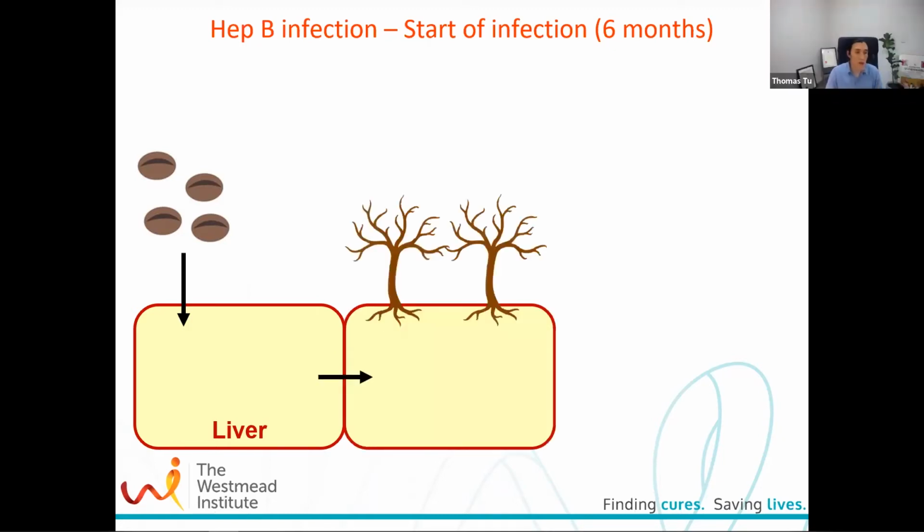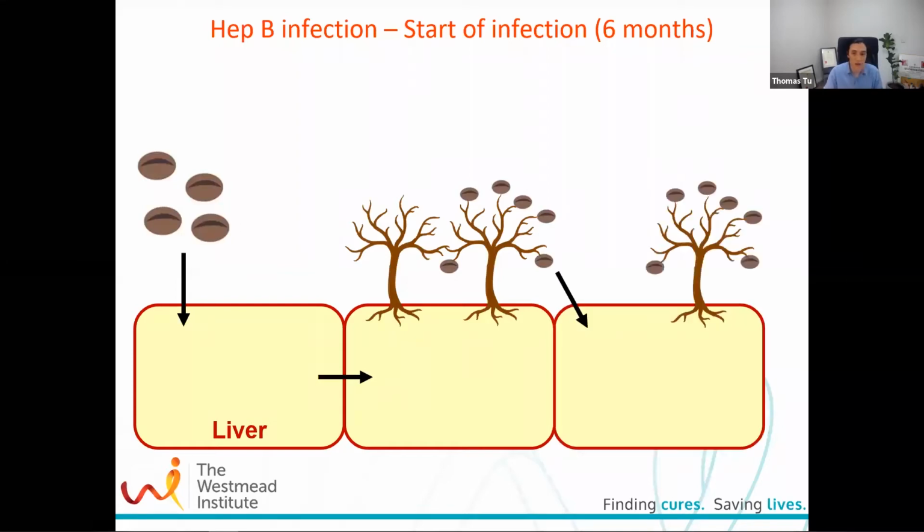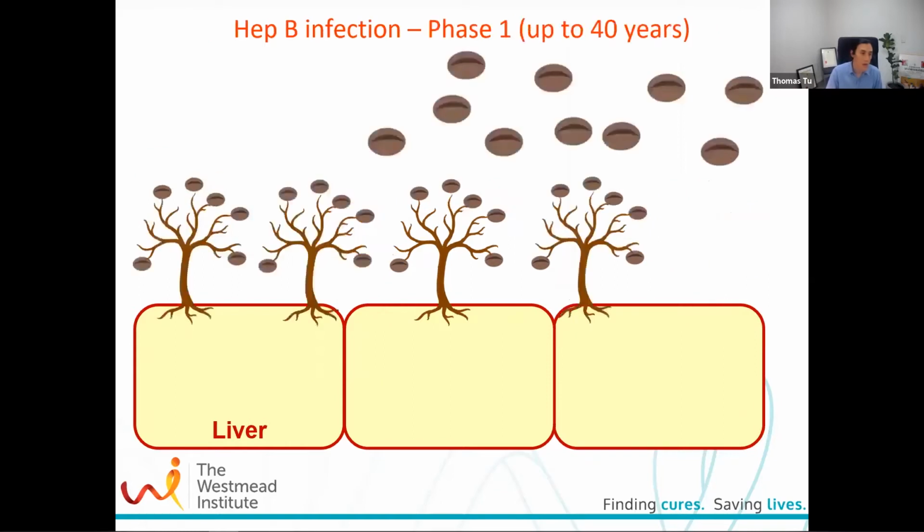And then what happens is trees grow from that, and more seeds grow on the trees, and those seeds go on to spread to the other cells in the liver.